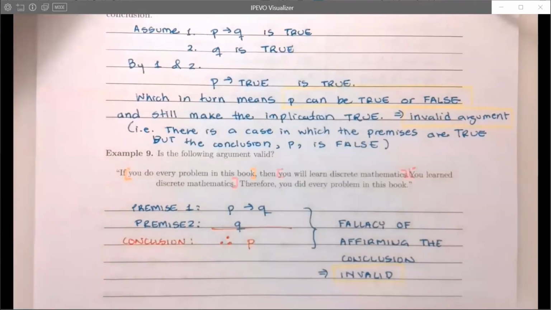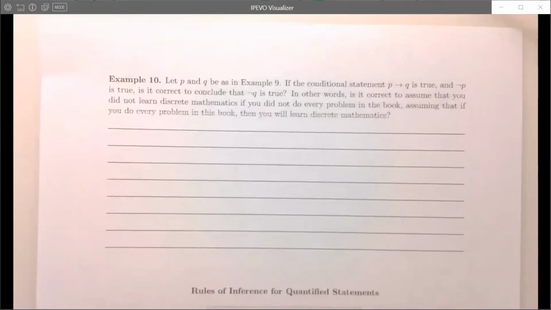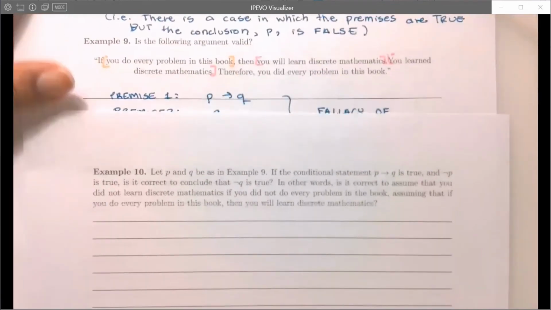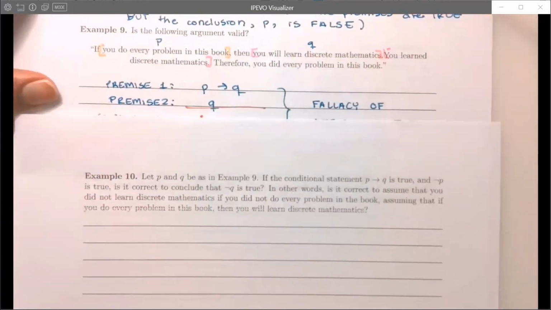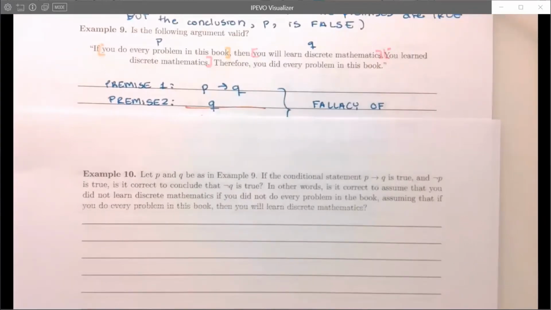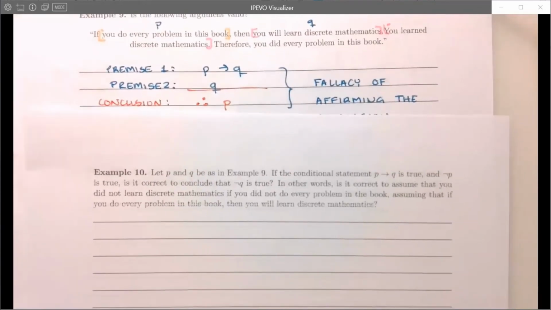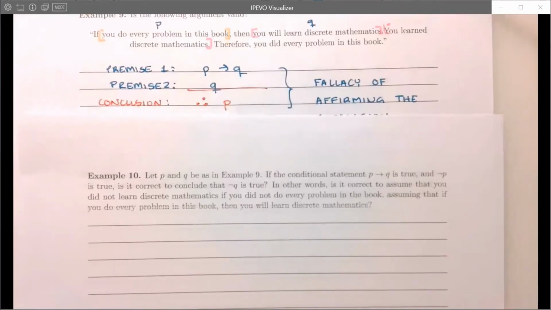Okay, let's take a look at example number 10. Let P and Q be as in example 9. So P is you do every problem in this book. In fact, let me have example number 9 up. I didn't clearly label it, so let me do that now. This will be P, this is Q. So if the conditional statement P implies Q is true, and negation P is true, is it correct to conclude that negation Q is true? So in other words, is it correct to assume that you did not learn discrete mathematics if you did not do every problem in the book, assuming that if you do every problem in this book, you will learn discrete mathematics? Okay, so that's quite a mouthful.